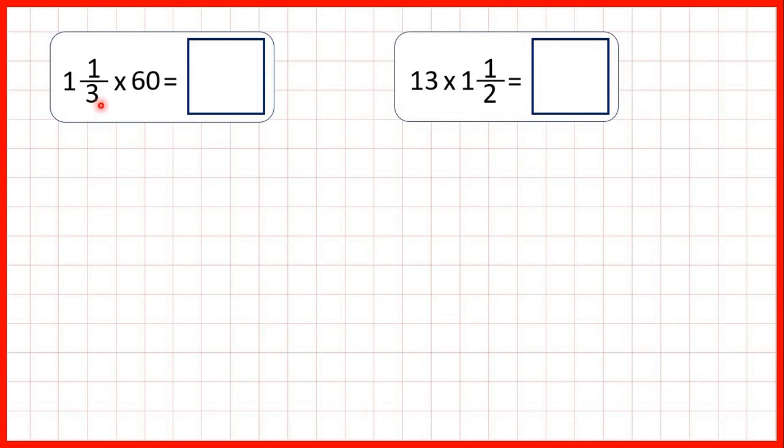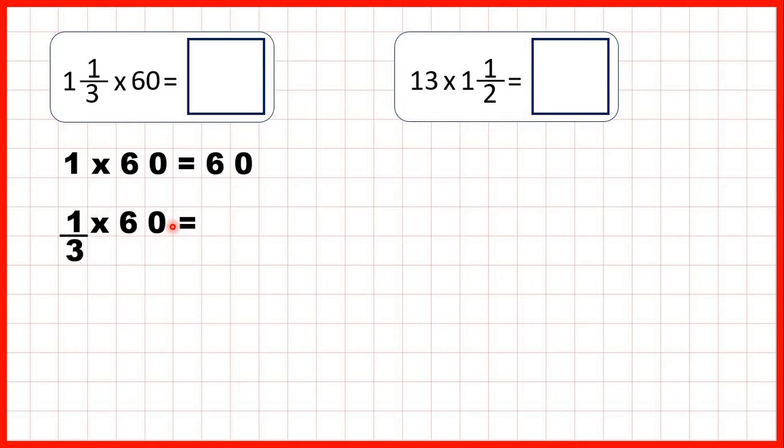Now 1 and 1/3 times 60. So we can follow the same steps. Do 1 times 60, do 1/3 times 60, and then add up our answers. So 1 times 60 is of course 60, and with 1/3 times 60, we have to remember to only multiply the numerator by 60. So 1 times 60 is 60, the denominator stays the same, so we have 60/3. Remember, this is an improper fraction, but we can change an improper fraction back into a mixed number by dividing. Now 60 divided by 3 is 20.